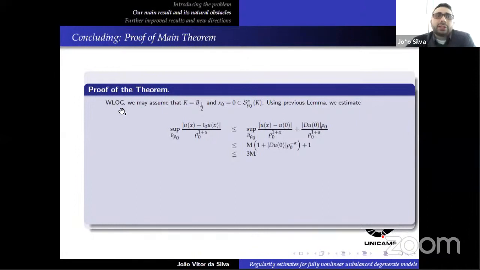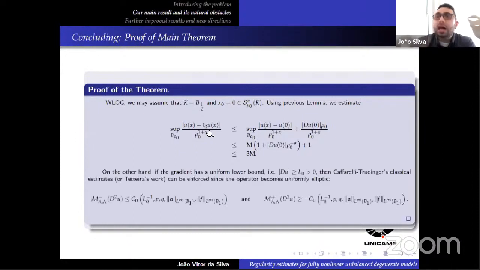In order to prove the theorem, we can suppose, without loss of generality, the compact is the ball B1/2, and x0 is the origin, which belongs to the singular zone. When you compute the seminorm, you use the triangular inequality, invoke the previous lemma, and use that x0 belongs to the singular zone. Then this quantity is under control. Then inside the singular zone, we prove our C1,alpha estimates.